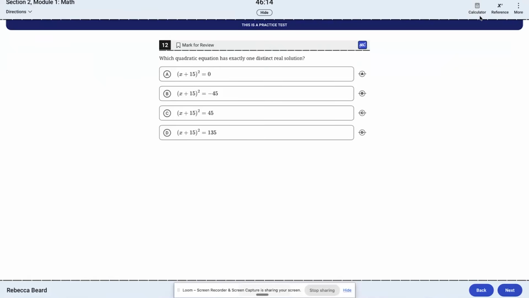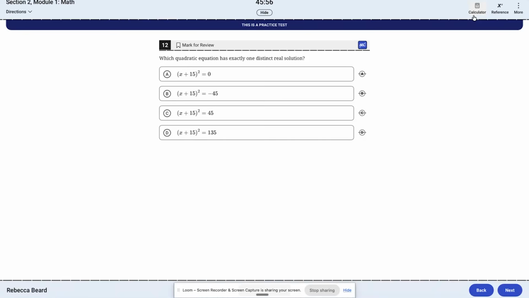The second tip is absolutely essential. Even in the newest SAT Bluebook practice test, they have 2 questions just like this. So which one has exactly one distinct real solution? And that word real just means that it's not an imaginary number.